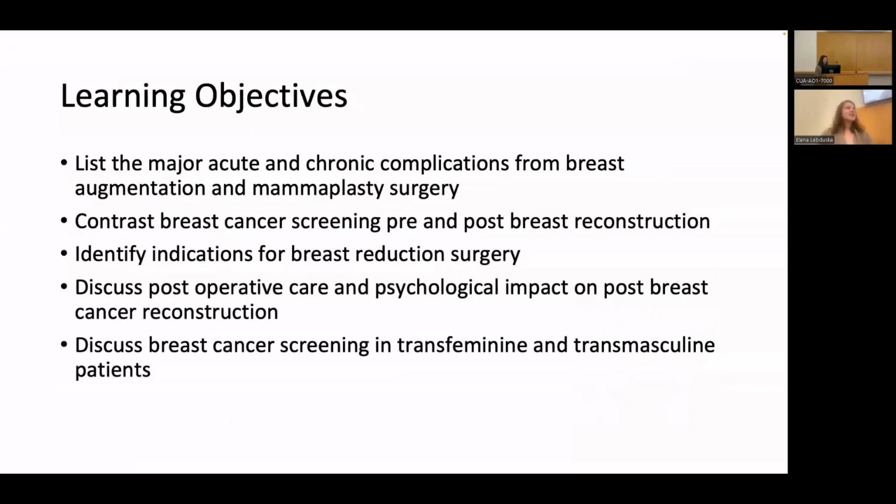All right, so for our learning objectives today, we're going to list the major acute and chronic complications from breast augmentation and mammoplasty surgery, contrast breast screening pre and post reconstruction, and identify indications for breast reduction surgery, something that I feel we think about very infrequently, which is an important concept. We'll also discuss post-operative care and the physiologic impact on post-breast cancer reconstruction patients, and then discuss breast cancer screening in our transfeminine and transmasculine patients.